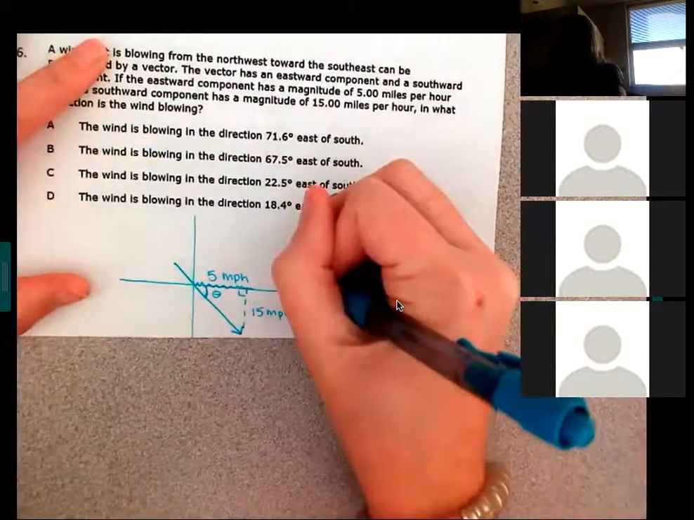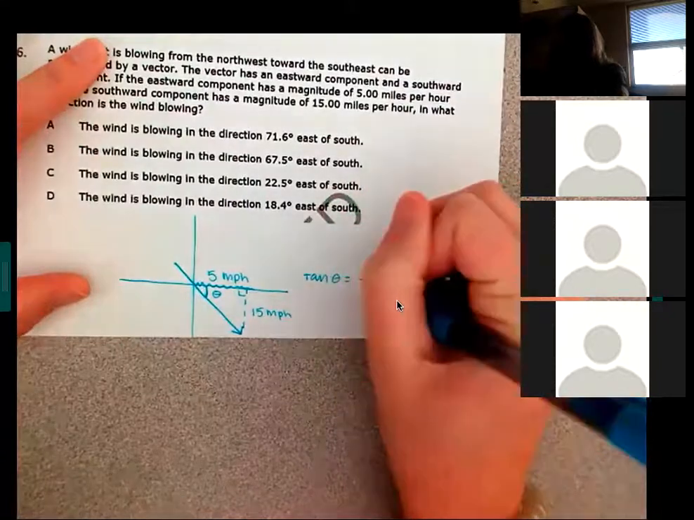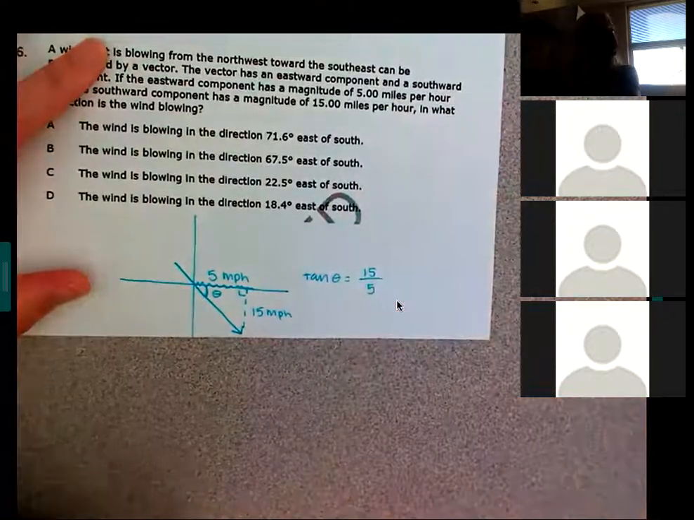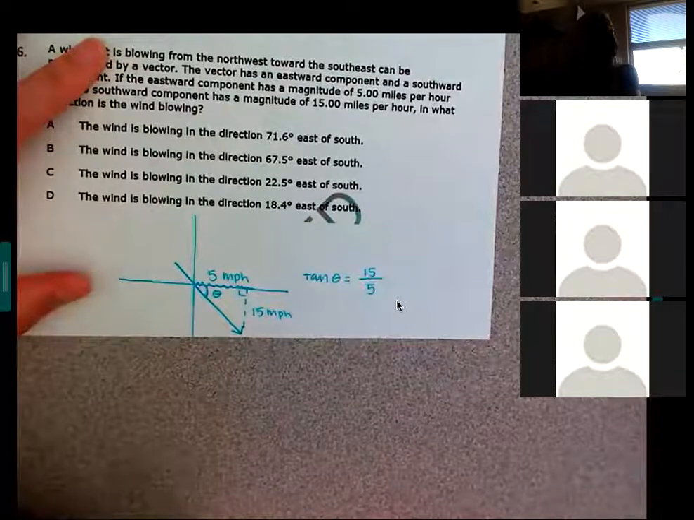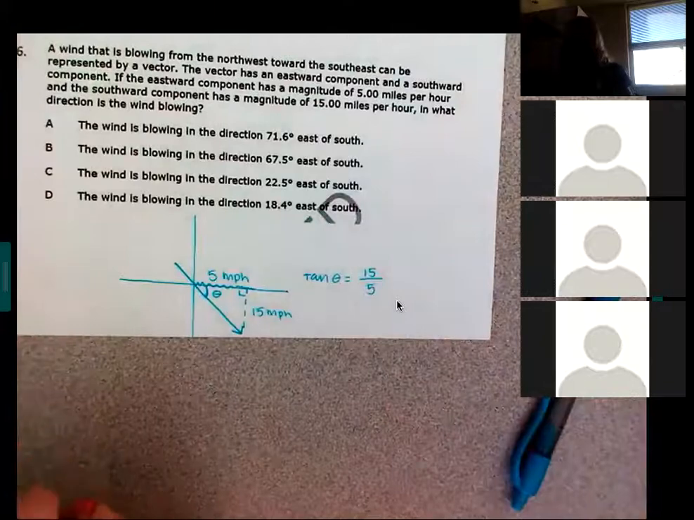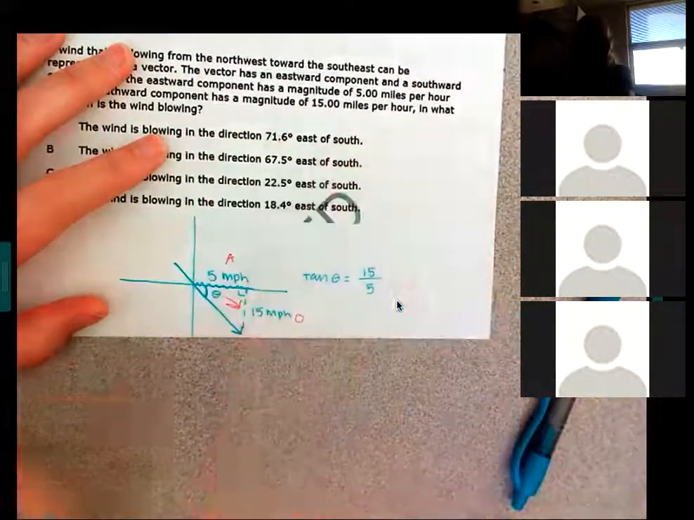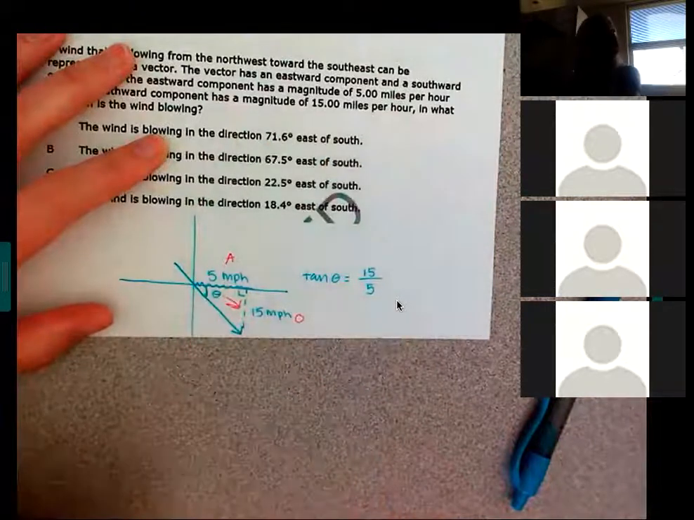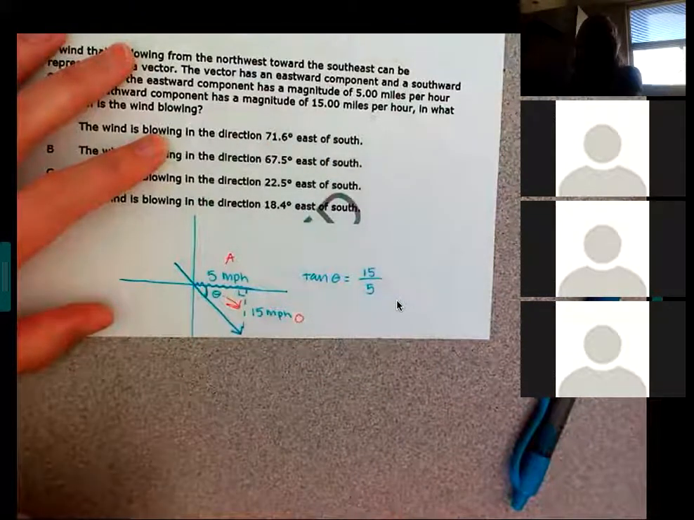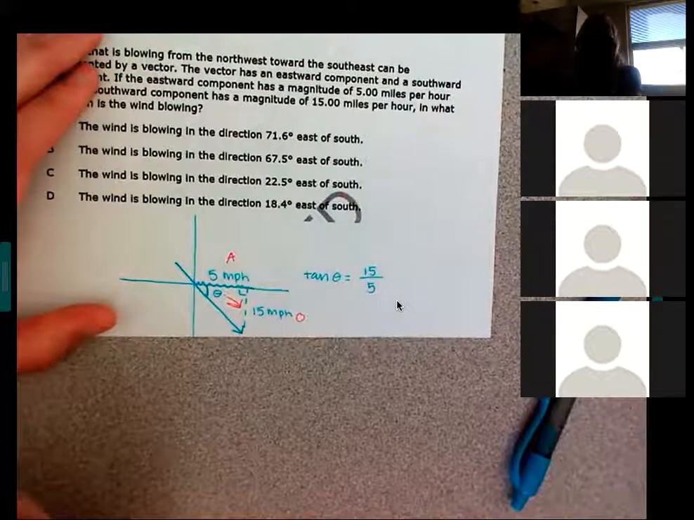Tangent. So did y'all do tangent of theta equals the opposite, which is 15, over the adjacent, which is 5? So just make sure you do opposite over adjacent. So the opposite side would be the 15. Adjacent would be the 5 because it's touching the angle. You got lucky. That won't always work out. Make sure with tangent we do opposite over adjacent.